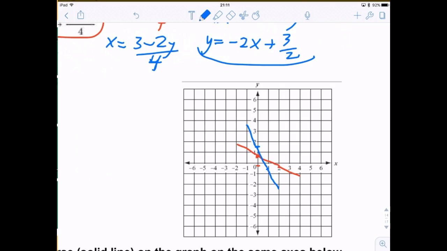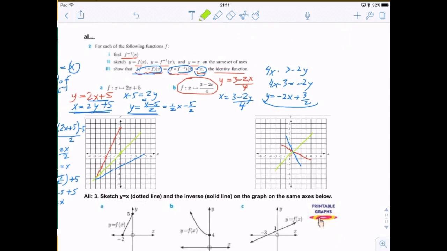Okay, kind of like that. And then if we were going to draw the line, the diagonal line, which is the y equals x reflection line, it kind of looks like that. Okay? All right.